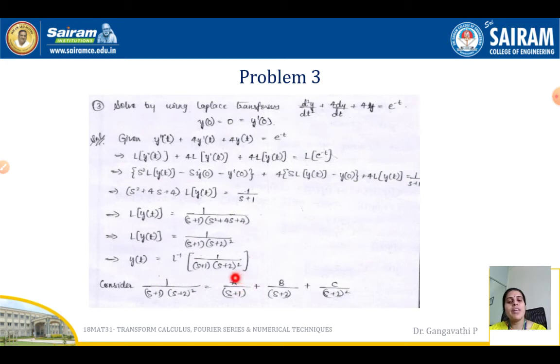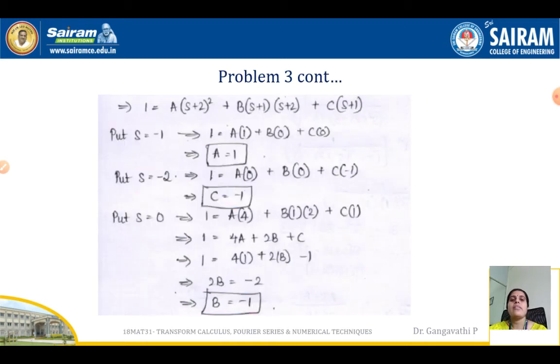So which method to be used, you need to decide at this stage itself, and that method is to be used to go further. So here it looks like the partial fraction method is going to give us a solution. So expand by using the partial fractions, and continuing further, substitute a suitable value for s. S is equal to minus 1. We get a value of a is equal to 1.